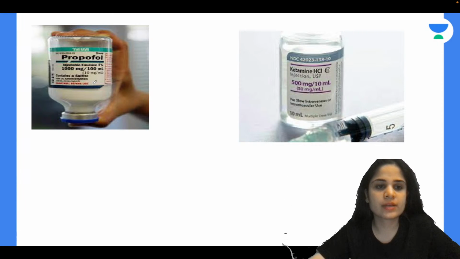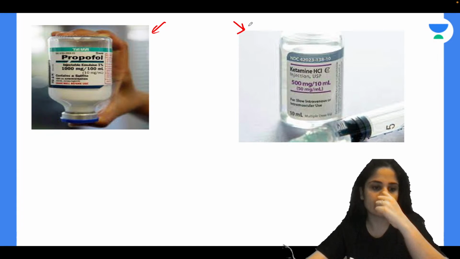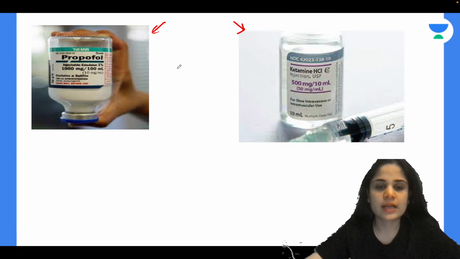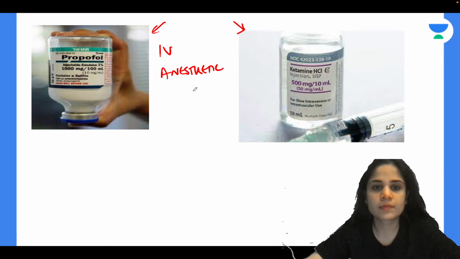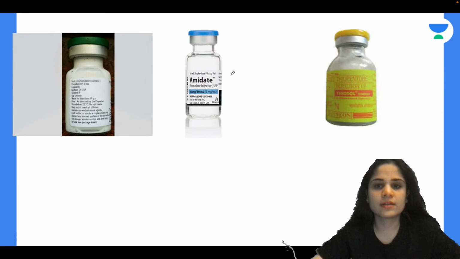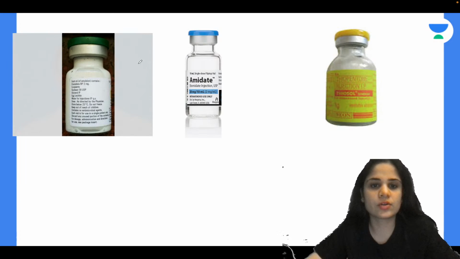Very good Hemal. So you can see what drugs over here. You can see propofol over here. This is propofol and this drug is ketamine. Okay, so they fall in which class of drugs? They fall in IV anesthetic agents. IV anesthetic agents. Okay, and the other 3 drugs that you can see over here are also the same.